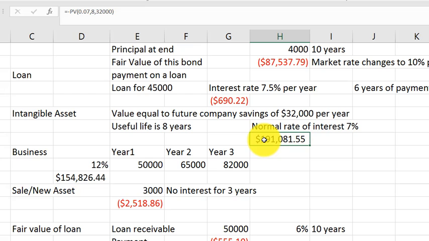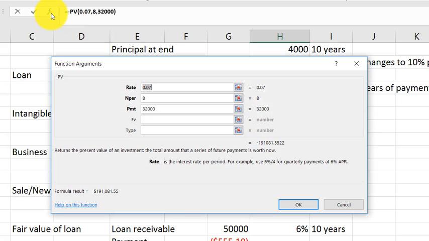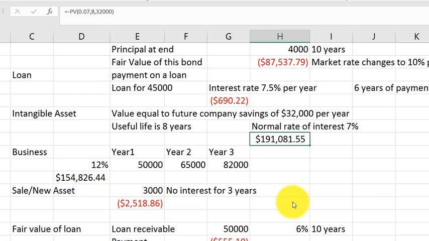We need to know what the present value of those future cash flows is. So we're going to use the PV function again. We're going to put in our normal rate of interest, number of periods. This time we'll just use annual, 8 years, and $32,000 a year. Whatever the amount we save in payment, if it's per month, this would have to be number of months. If this is per year, this would be number of years. And we see that this intangible asset, because it's saving us $32,000, is worth $191,000.